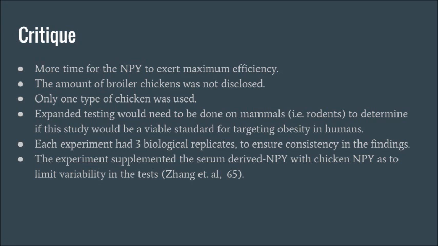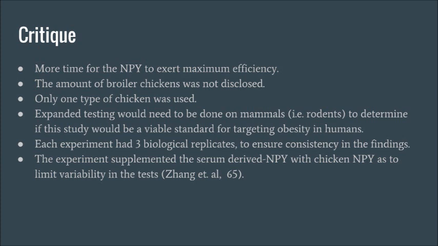One critique for this study is that more time could have been allotted for the neuropeptide Y to exert maximum efficiency. The study itself indicates that 4 and 12 hours may not have been sufficient time, and that the neuropeptide Y exerts maximum efficiency within the first 24 hours, so more time. Moreover, the number of broiler chicks was not disclosed, meaning that there could have been insufficient samples.